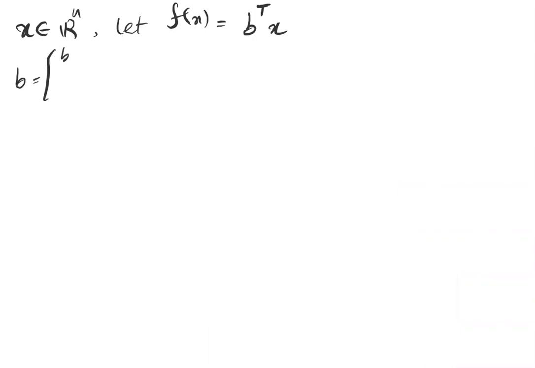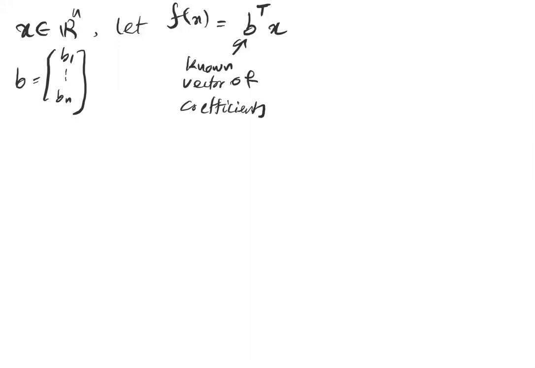Let's start with the linear function. So we define for x, which is an n by 1 vector, let the function f of x be b transpose x. So what is b? b is a vector of coefficients b1 to bn. So this is the known vector of coefficients. So this is a linear function.